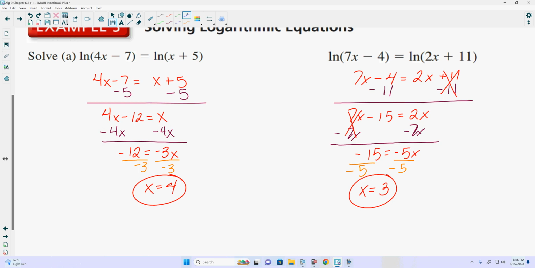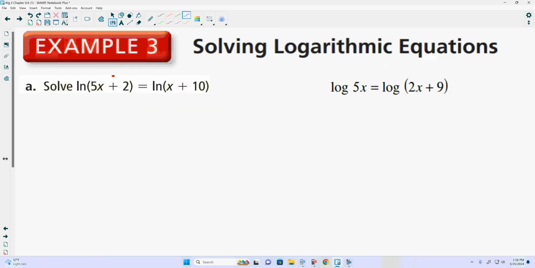Now, before we move on, if I told you to evaluate e to the ln of 4x minus 7, this would just be 4x minus 7, because e to the ln would cancel. If I put both sides to the base of e, the ln would cancel, leaving us with 4x minus 7 is equal to x plus 5. That's why this works. Same with this here: if we put both sides to the base of e, those cancel, telling us 7x minus 4 is equal to 2x plus 11.